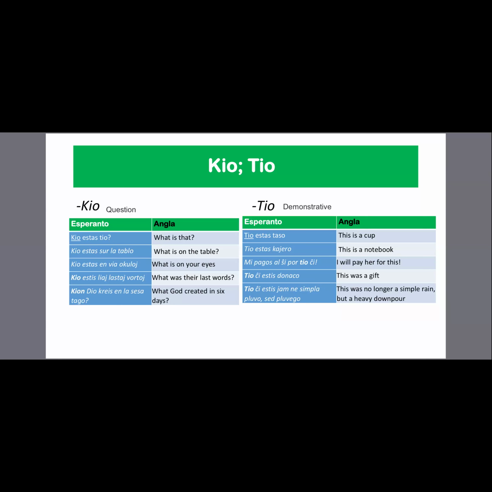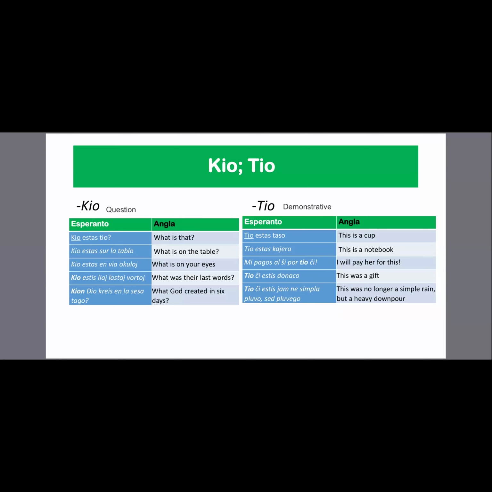To chi estis jam ne simpla pluvo sed pluvego. This was no longer a simple rain, but a heavy downpour. It is a downpour. Maybe someone was inside, and when he went out, he found that it was not even a rain. We can say it's a hurricane, or something that destroys a lot of houses, or makes a city flood like that. This was no longer a simple rain, but a heavy downpour.